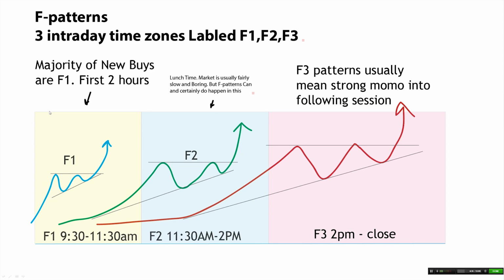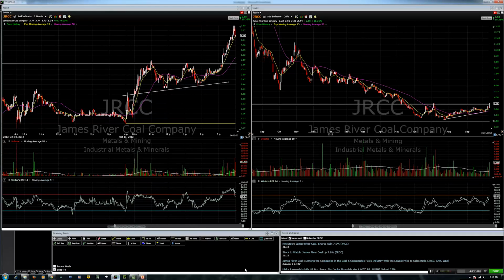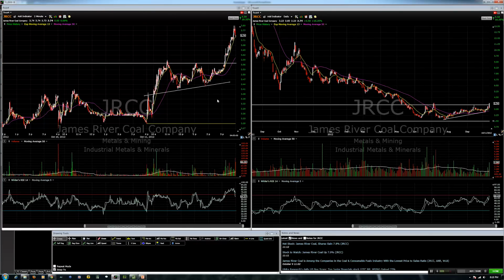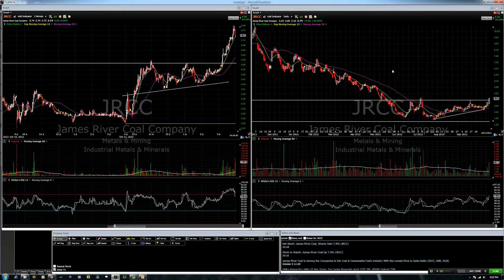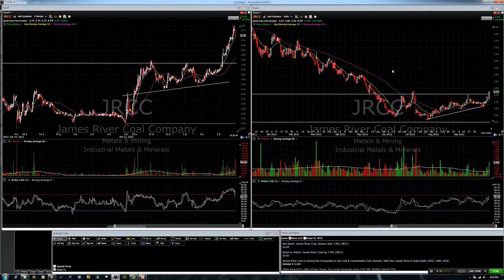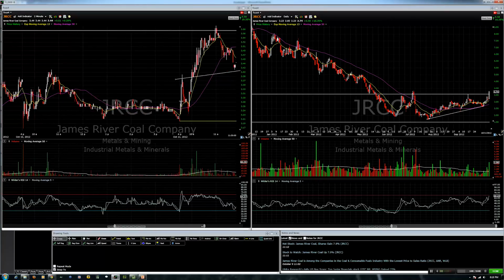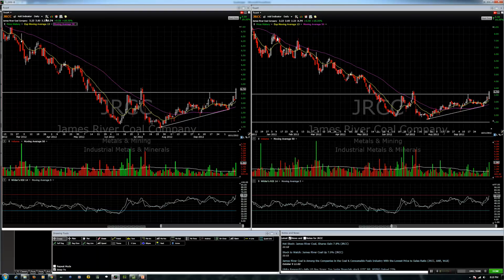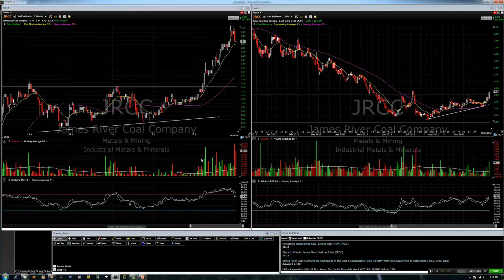So I'm just going to look at a couple examples of stocks today that made moves, and some that broke out of F patterns that worked, some that didn't. Let's take a look here. Today is October 11th. Here's JRCC. This is actually a revival pattern. Coal stocks in general made big moves today. This is a fairly volatile stock. It broke out right out of the gates this morning, on the 2-minute chart here.